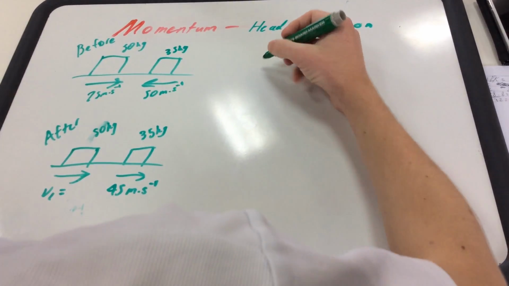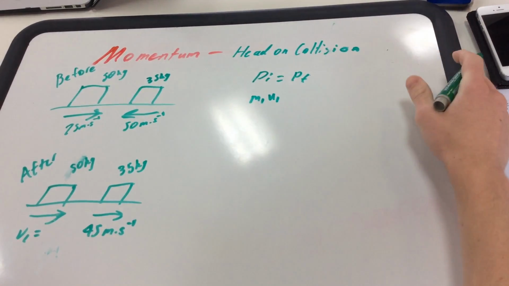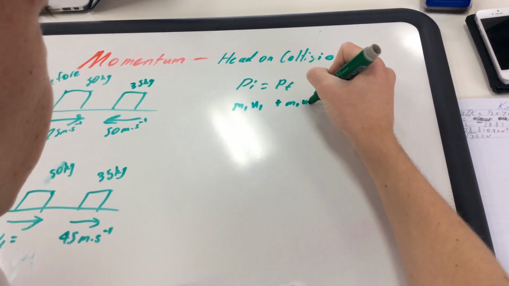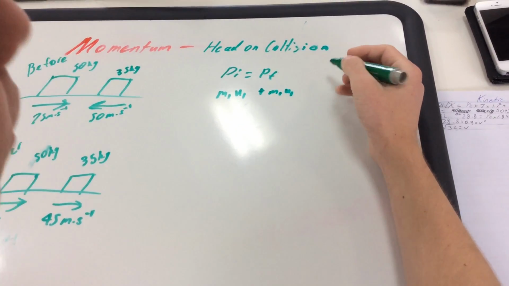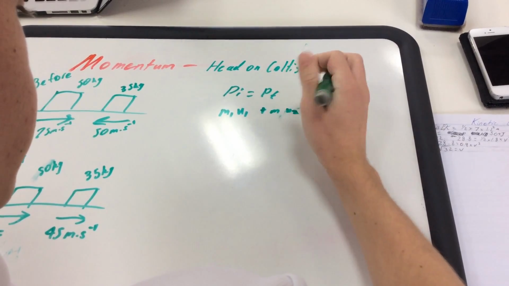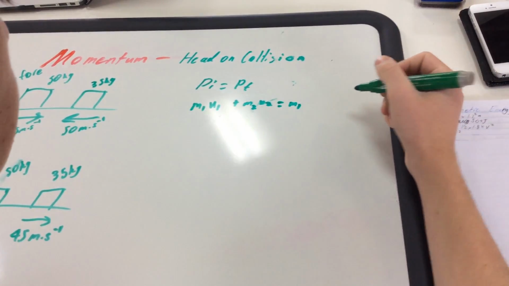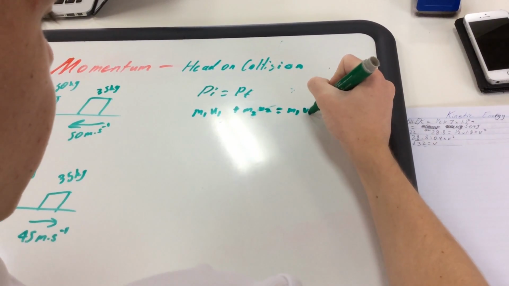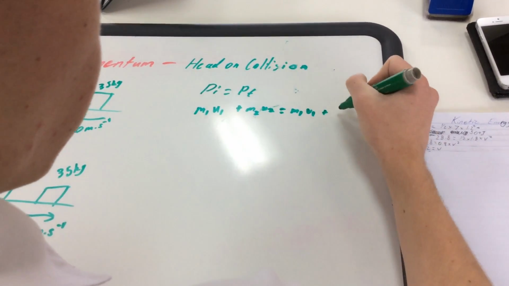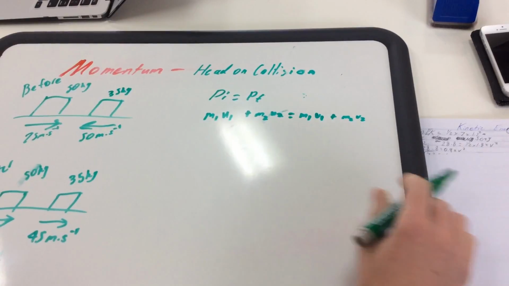To do this, we can use the mass of the first object, times its initial velocity, and add that to the mass and initial velocity of the second object. This will be equal to, again, the mass of the first object, but times the final velocity of it, and this is in addition to the second object, the car, times its final velocity.